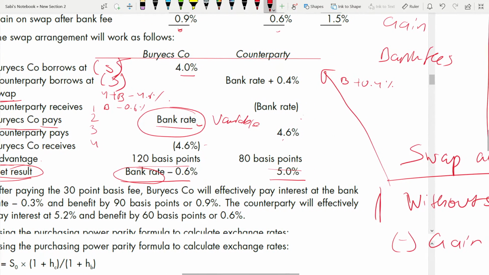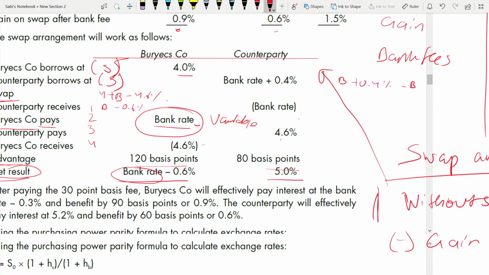Bank rate is in bracket. So minus B, plus 4.6. Payment has to be added. Receipt has to be deducted. Remember that. So bank rate gets cancelled. 0.4 plus 4.6, 5%. Net result is 5% for the counterparty. That means your swap is absolutely correct. You can have confidence that it's correct.